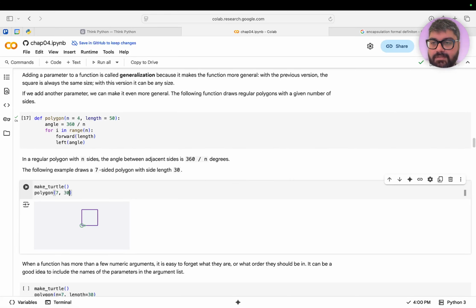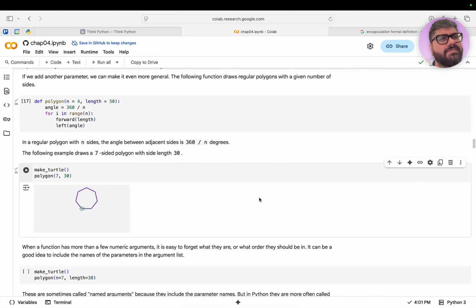Command C. I'm just gonna bring that back to normal, showcase the hexagon. Yeah, I think this is a hexagon. Now hex is 6, pentagon is 5, hexagon is 6. I don't know what a 7-sided polygon is.